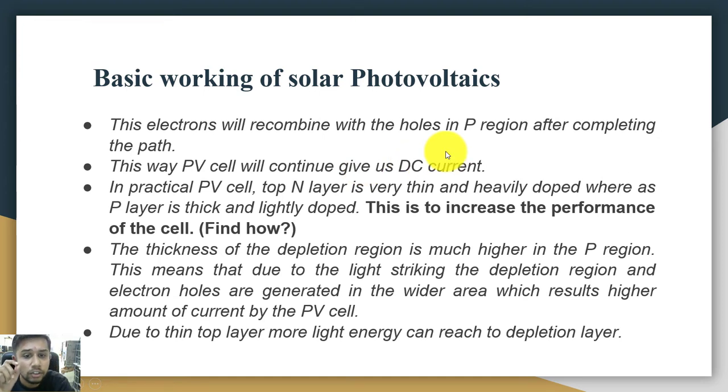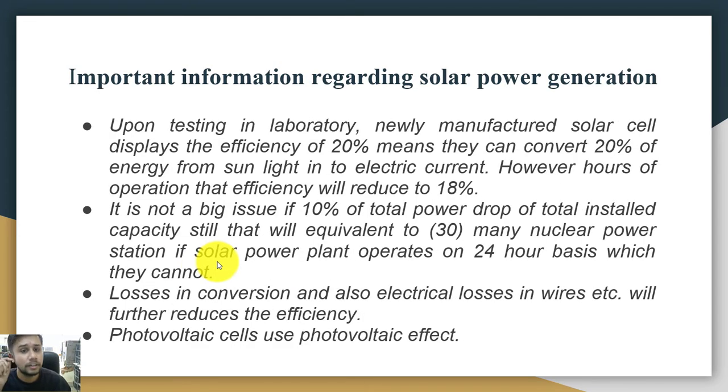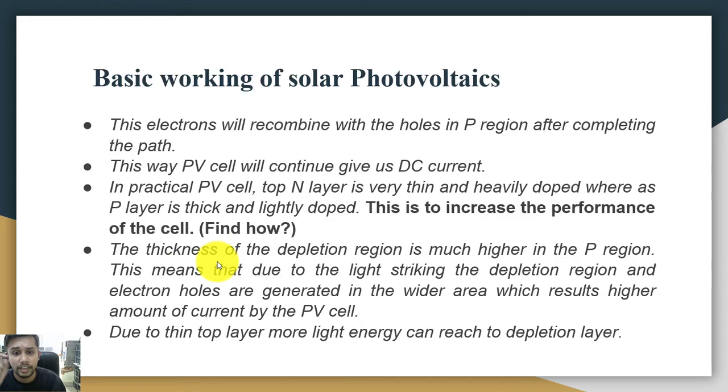In the practical PV cell, the top N layer is very thin and heavily doped, whereas the P layer is thick and lightly doped and at the bottom of the cell. This adjustment is provided to increase the performance of the cell. How? Let's find out. The thickness of the depletion region is much higher in the P region. This means that due to light striking the depletion region, electron-holes are generated in a wider area, which results in a higher amount of current from the PV cell. Due to the thin top layer, more light energy can reach the depletion region. This is why the N layer is heavily doped, very thin, and placed on the upper portion.